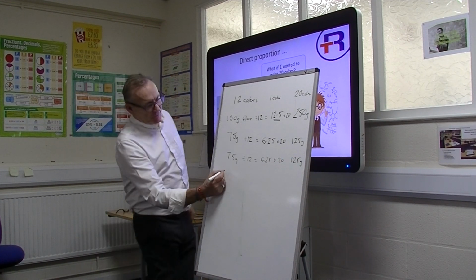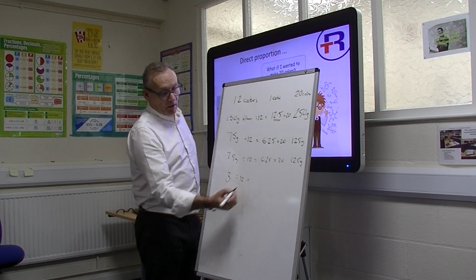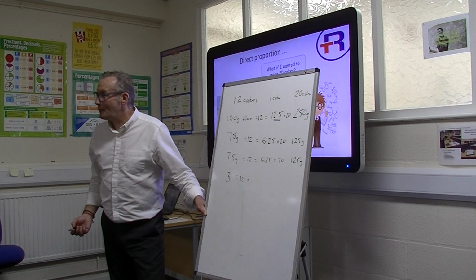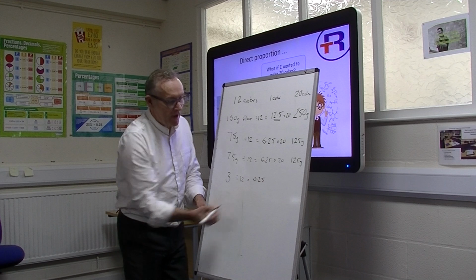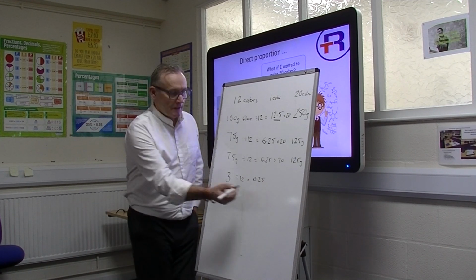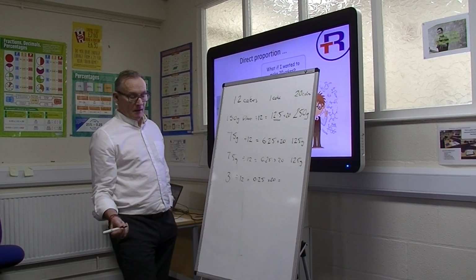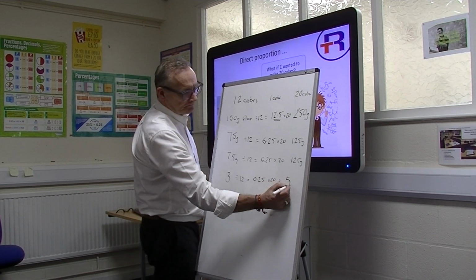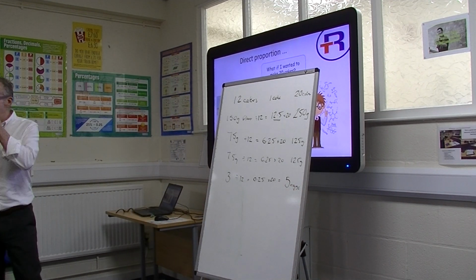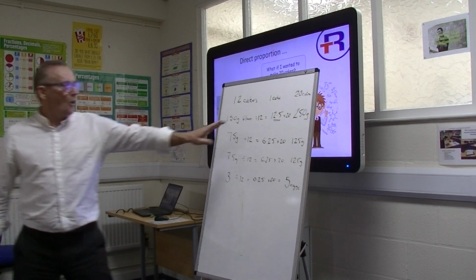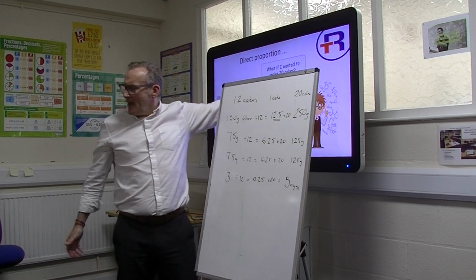Eggs, he needs 3 eggs for 12 cakes. So for one cake, he will need a quarter of an egg, 0.25. But luckily he's making 20. So how many eggs does he need? 5 eggs. And that's it. That is what proportion is all about. It's exactly the same as ratio. It's finding out what one part is worth. Once you know what one part is worth, Adam can make as many cakes as he wants.